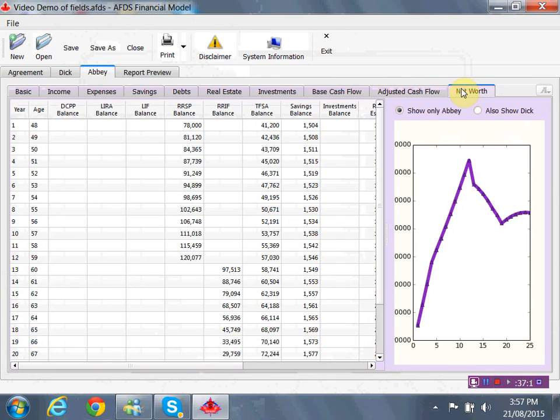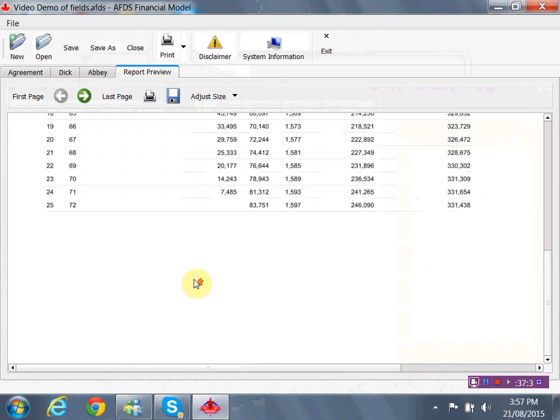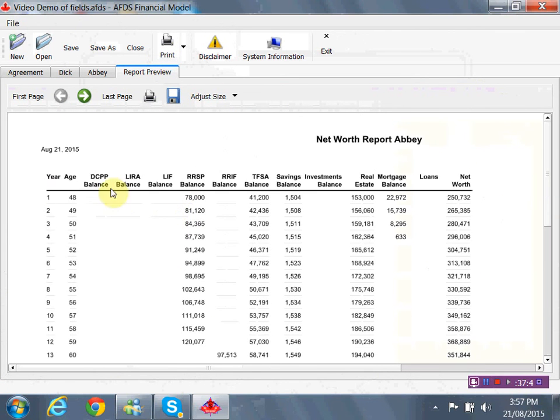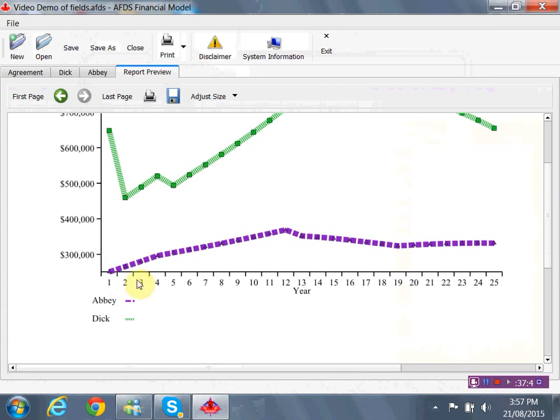And then again, if you look at the net worth, now that they're both there, you can click on this and you get a graph for both. And this shows the RRSP balance, the TFSA balance, your RIF balance, any savings. And if we go and hit print for this, page 1 is going to be your overview of the net worth, and page 2 is going to be the graph, which identifies who's where.